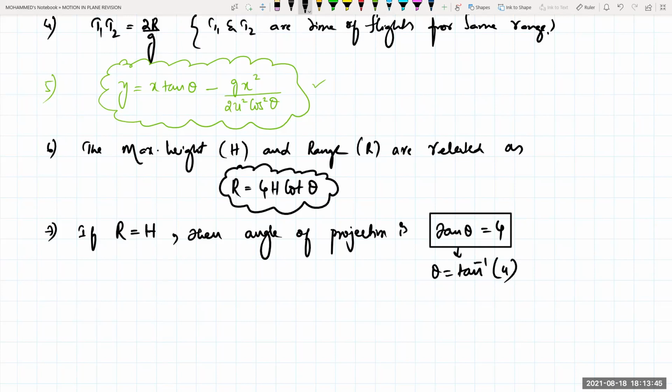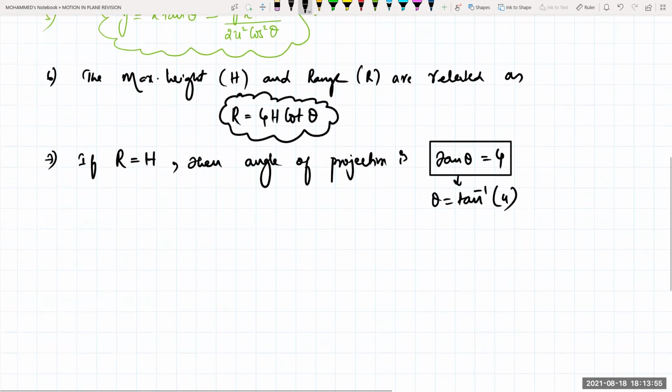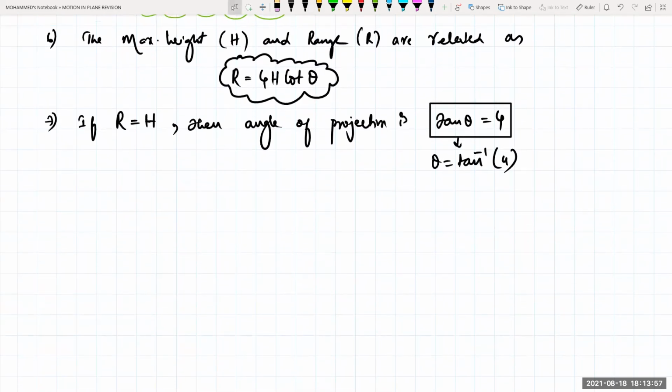Clear? So what is the condition? If range is equal to capital H, and it is asking for the angle of projection, directly you can take this formula: tan theta is equal to 4, and we'll get the value of theta by definition.